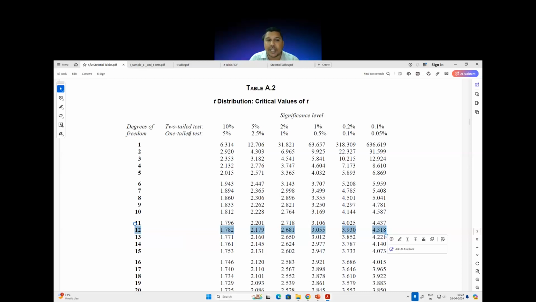I will talk about one tail and two tail later, but now we are talking about a one tail test. So 95% confidence means 5% significance level.